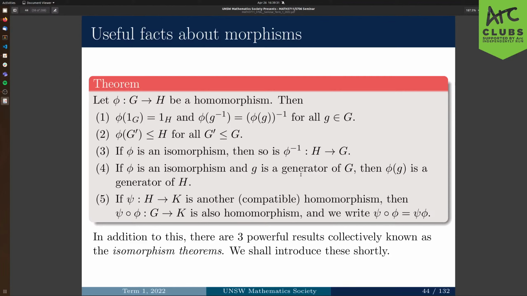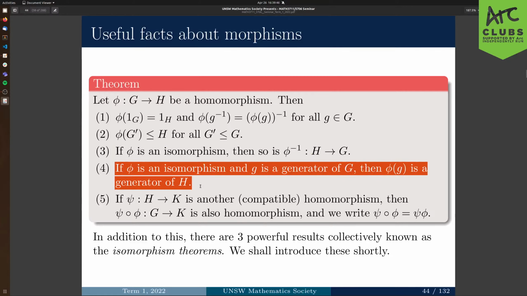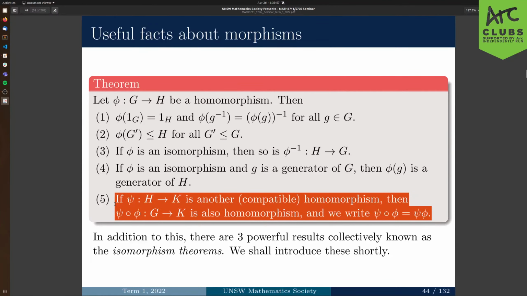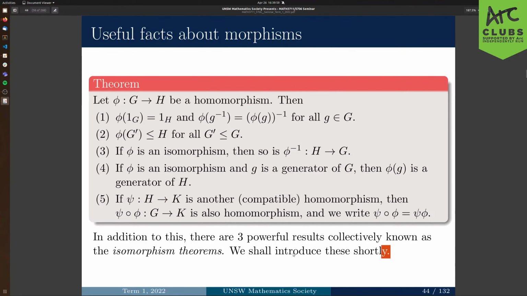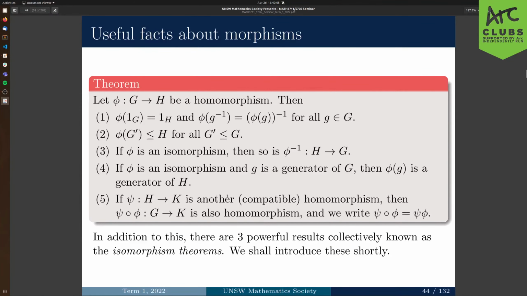So a couple properties that you should probably have seen before are that we map identity to identity, inverse to inverse. The image of any subgroup is again a subgroup of H. Inverse is also an isomorphism. You map generators to generators. This one's a nice property, so you can occasionally make use of this fact that homomorphisms map generators to generators. And obviously the composition of homomorphisms is, again, a homomorphism, as you would expect. There's a bit more, so you could say more about isomorphisms, but we'll talk about those in a minute. So there's 3 isomorphism theorems.